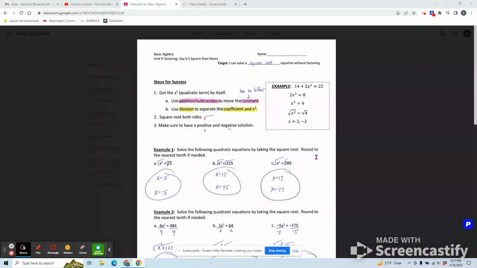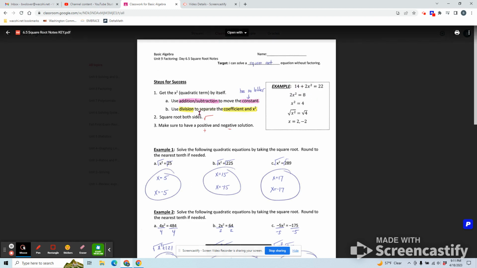Today we're going to talk about square roots again and solving with them. These steps for success should be similar because it's the same steps for success that we had yesterday. We're going to get the x or the quadratic term by itself. We're going to use addition or subtraction to move the constant. And remember, the constant is the number without a variable. So in this case, the constant is the 14. We're going to use division to separate the coefficient and the x squared. So once I move the constant, then I'm going to use division.